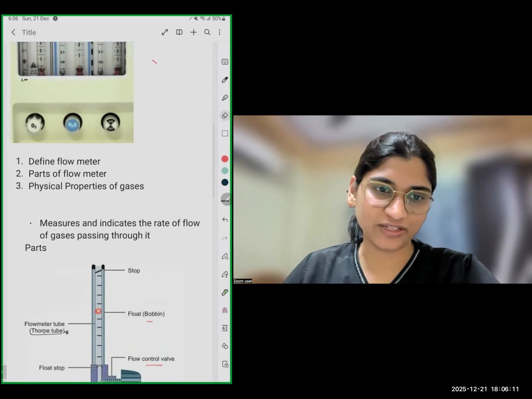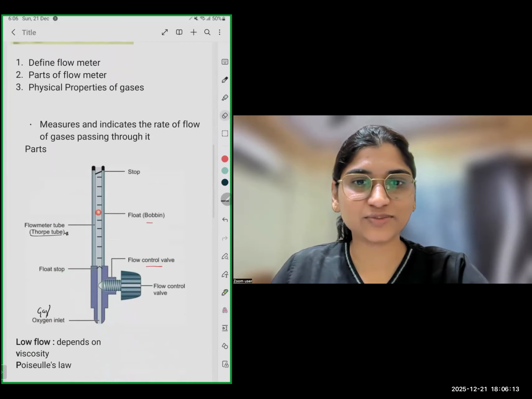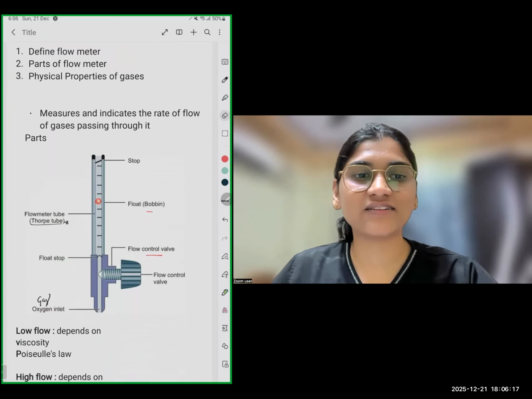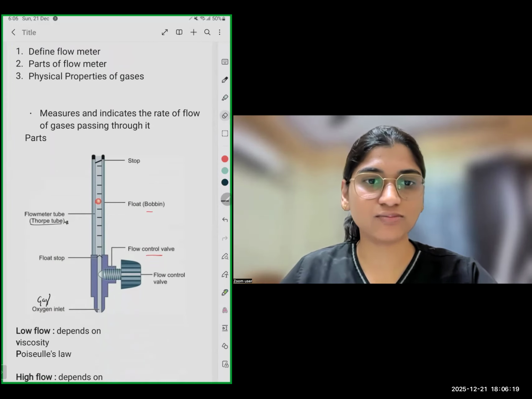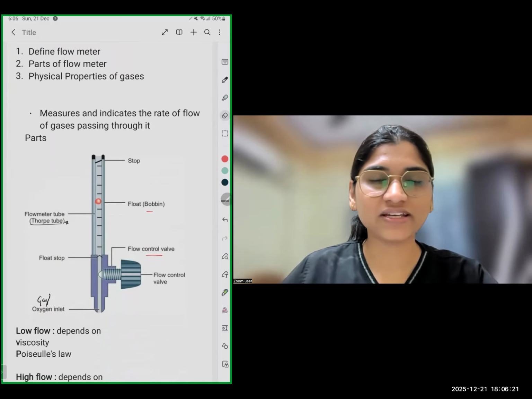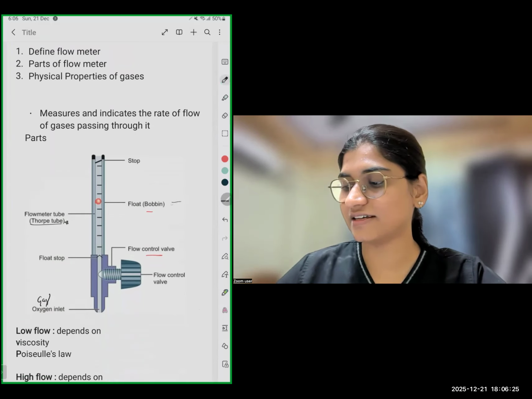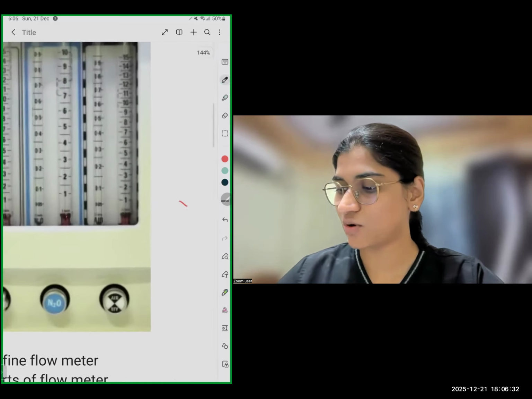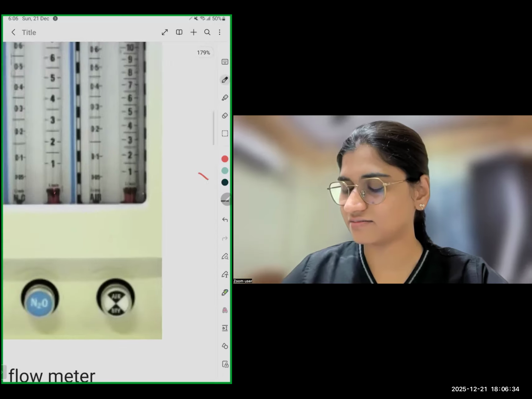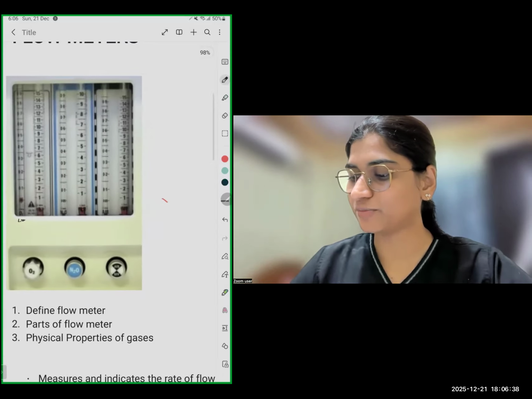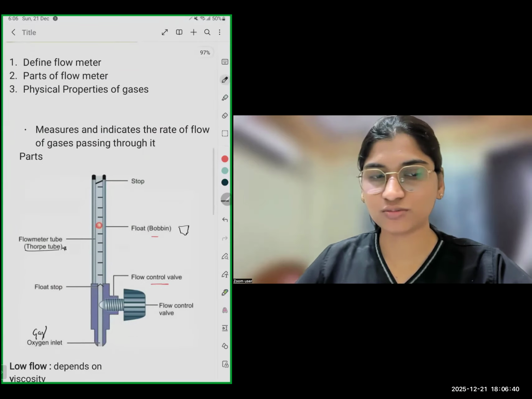Then parts of the flow meter. These are the parts of flow meters which I'm showing right now. Flow meters have a float or a bobbin, we call it. Bobbin is like we see here. It is a kind of cylindrical shaped thing, and it can be a rounded shaped float also.